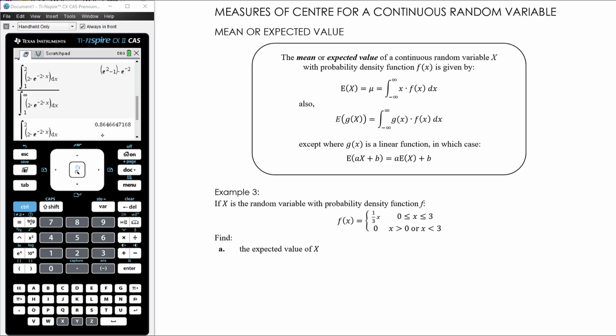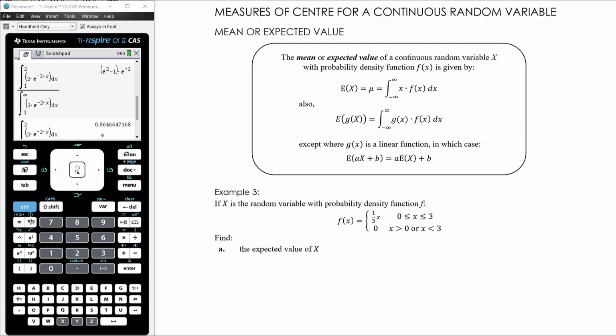So we do the integral over the total domain of the function, which might be from negative infinity to infinity, but more likely it'll have a restricted domain, of x times the probability density function. It's also possible to work out the expected value of a function of x by doing that function of x times f of x. Now that's not really going to come up here.